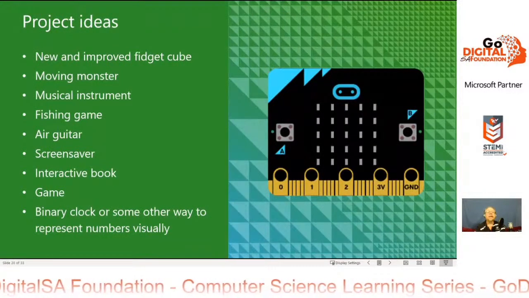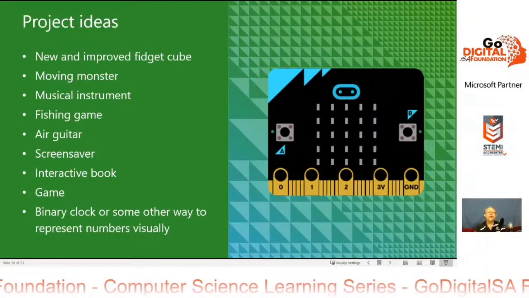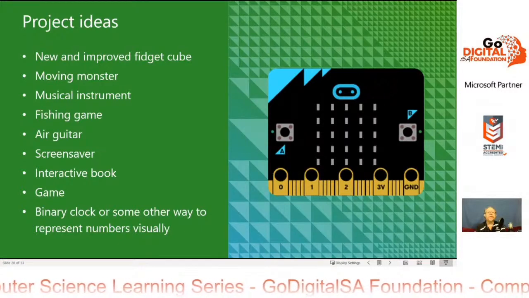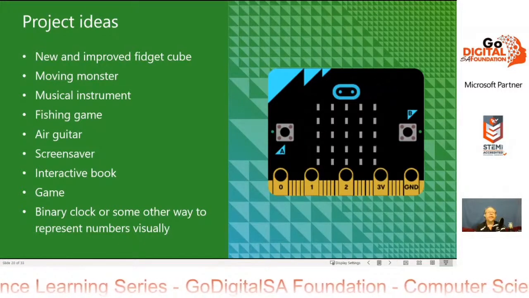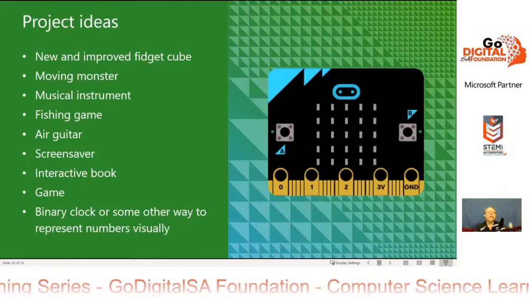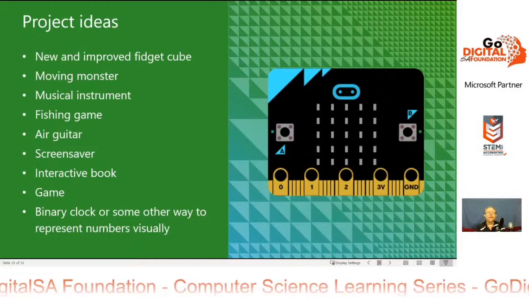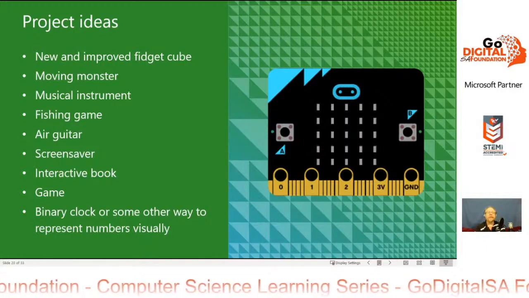Some project ideas: we can have a new and improved fidget cube. You can make a moving monster, make a musical instrument, fishing game, air guitar, a screensaver, an interactive book, game, or binary clock, some other way to represent numbers visually.